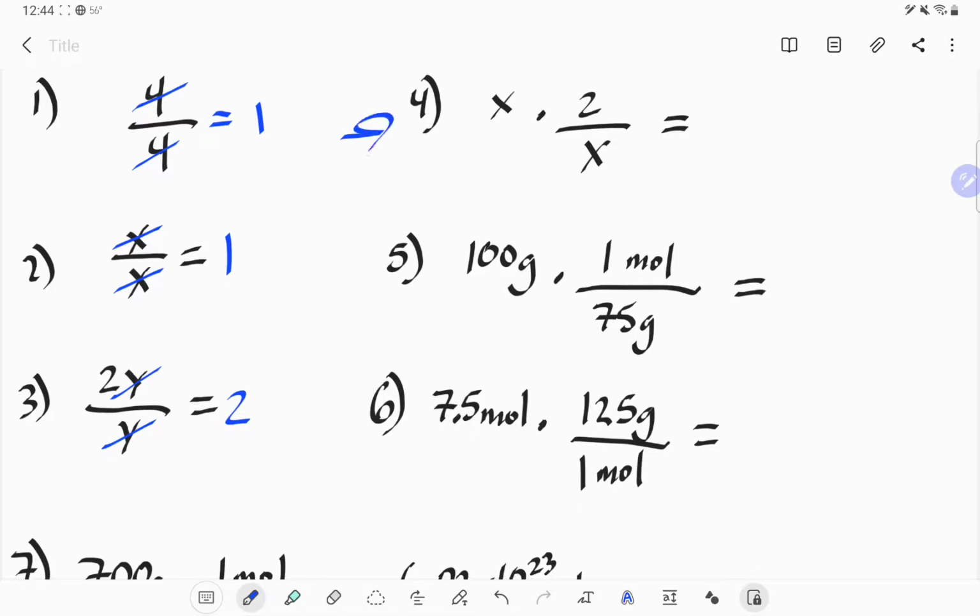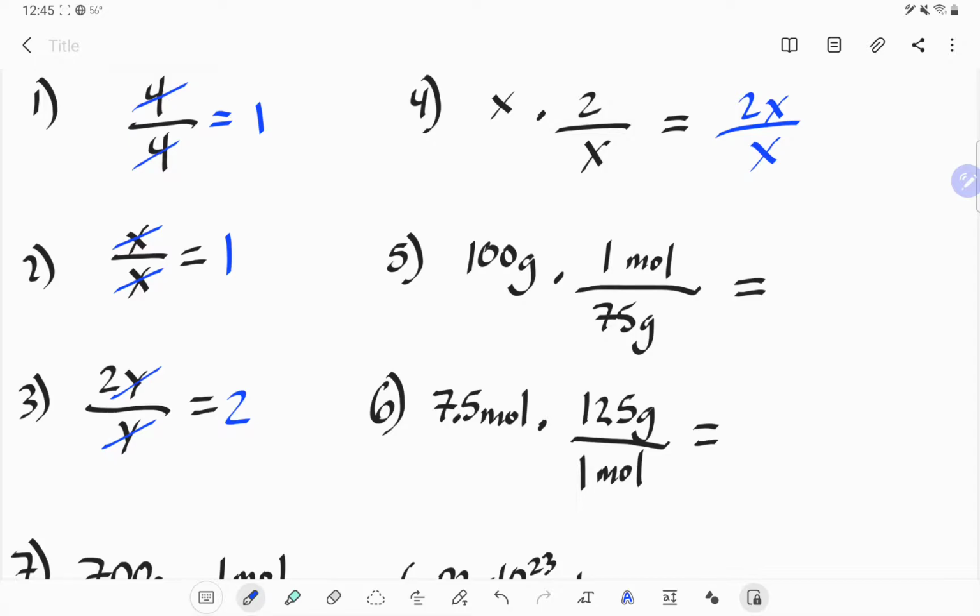Moving on to number 4 up here, we now have it separated. We have x times 2 divided by x. Well, what happens when I have two different fractions multiplied by each other? Well, you can actually combine the fractions. This would be the same as 2x divided by x. And then you're left with a problem that looks very similar to this one down here. So you can combine it and simplify.